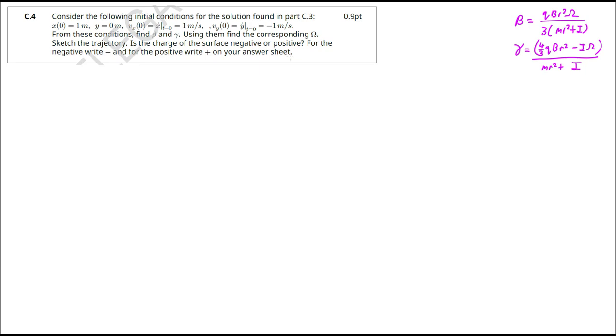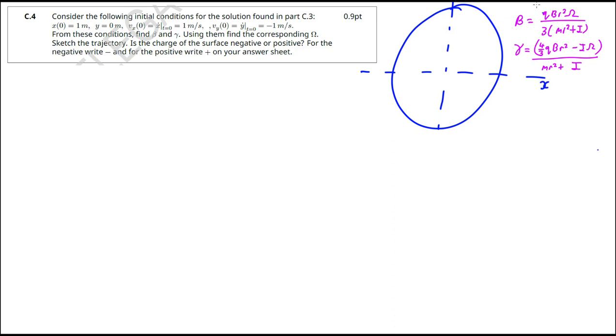First of all, let's have a look at these initial conditions. They've given us the initial position, and I may as well draw a diagram for this. This is x and this is y. We're starting at this initial position here, which is a distance of 1 meter away from the middle. Then we have velocity. Our velocity in the x direction is 1 meter a second. Our velocity in the y direction is minus 1 meter a second. So that means the ball is going to be going this way.